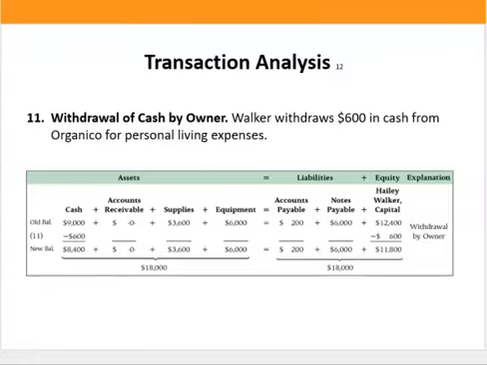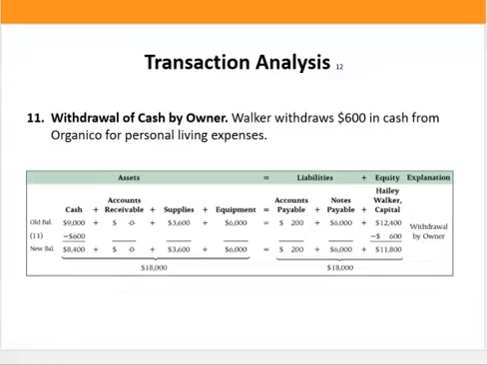Okay, so withdraw of cash by owner. So as I mentioned before, and as we saw on the statement of changes in equity, when an owner withdraws cash from the company, it directly affects the statement of changes in equity. Because again, it can't hit the income statement. The owners are not allowed by law to list themselves as wage expense or salary expense. It has to come directly out of the equity as a withdrawal.